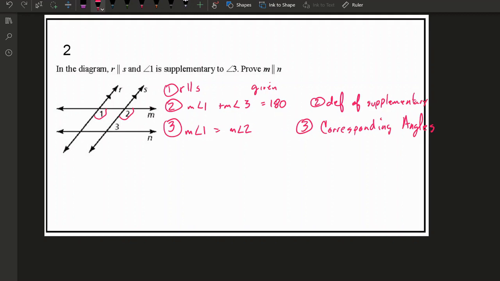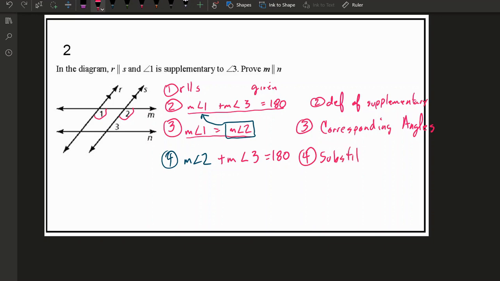Now, what I want to do here is take step 2, which says 1 plus 3 is 180, and then step 3 says 1 is the same thing as 2. So I am just going to take angle 2 and replace it in right there. So for step 4, I'm now going to say measure of angle 2 plus measure of angle 3 equals 180. The reason I'm allowed to swap out things that are equal to each other, we would say substitution. So now at this point, I've shown that 2 plus 3 is 180 degrees. So that means that angle 2 and angle 3 are supplementary.